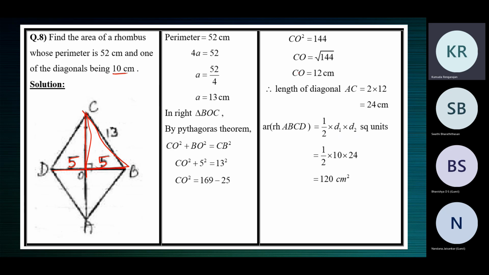We find the length of CO, 12. So if CO is 12, AO also will be 12. If CO from here to here is 12, AO also will be 12. That means AC is equal to 12 plus 12. The length of the diagonal AC is equal to 12 plus 12, 24 centimeters. Now we found the length of the other diagonal, and we find the area using the formula half d1 d2.